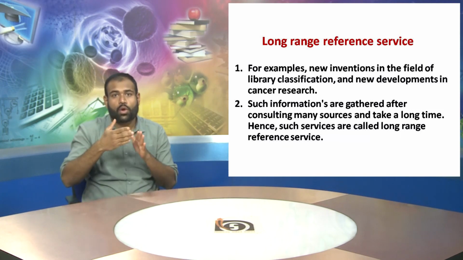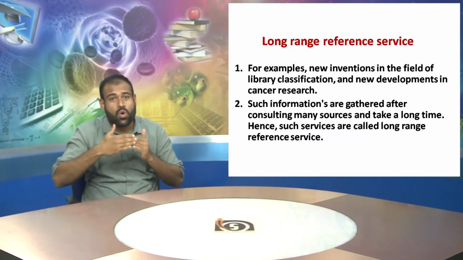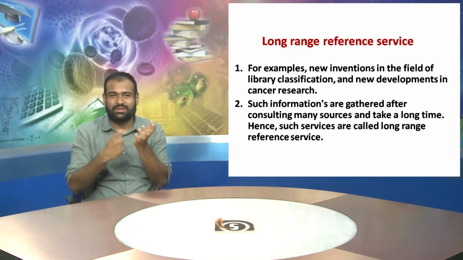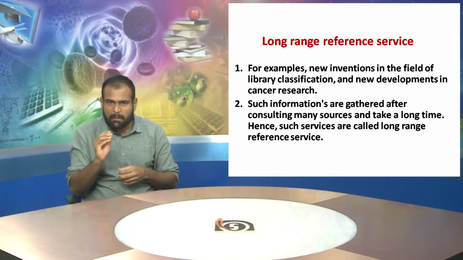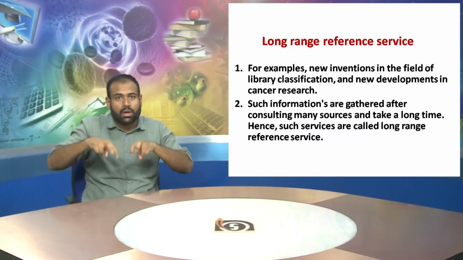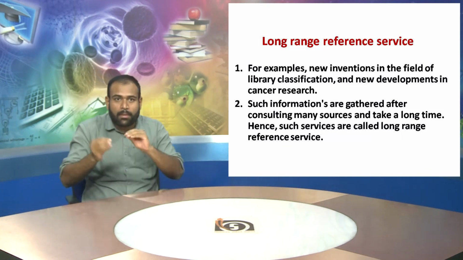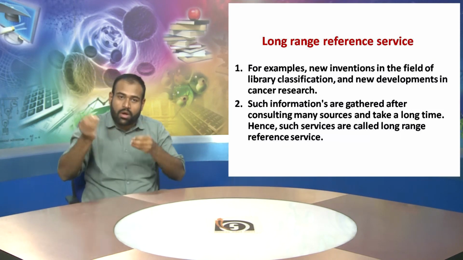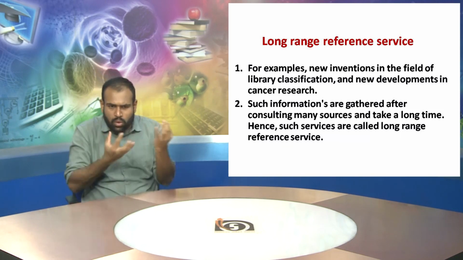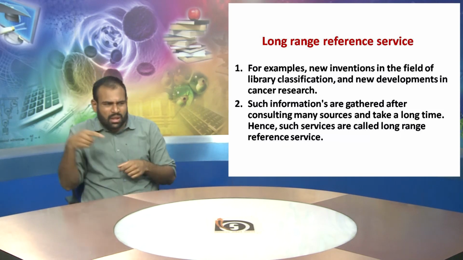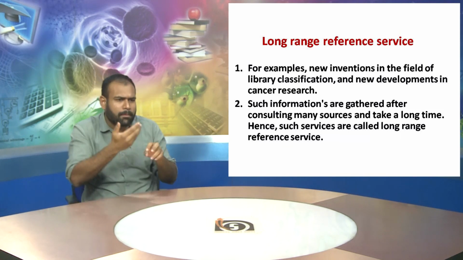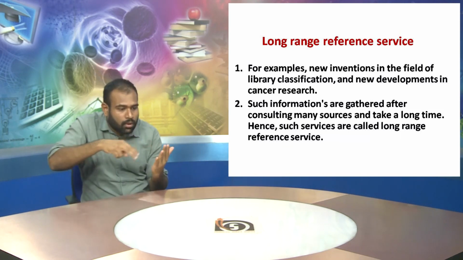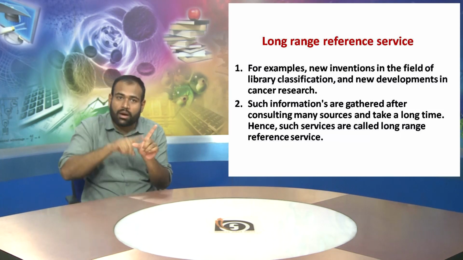Now here we would be talking about the long range reference service. For example, new inventions in the field of library classification and new developments in cancer research. So, such information is gathered after consulting many sources and they take a long time. Hence, such services are called long range reference service.